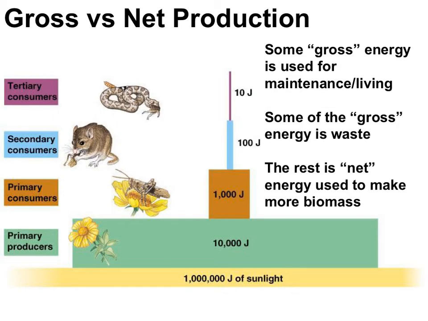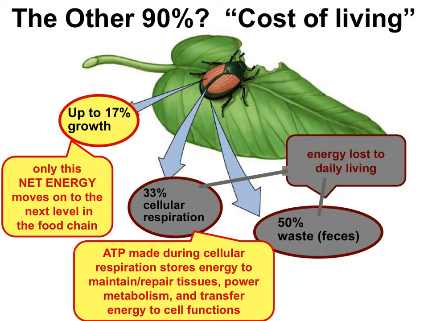So I want to emphasize those key points of the last couple slides. So the gross energy is the energy taken in by eating. Now, some of the gross energy is used for life processes and maintaining the organism. Some of the gross energy is lost as waste, especially heat, and what's left over is net energy, which is used to make more biomass. Here's a diagram to drive the point home.